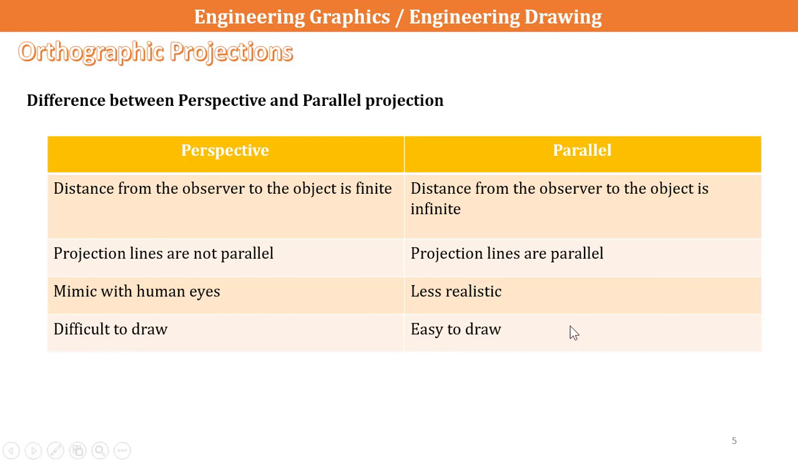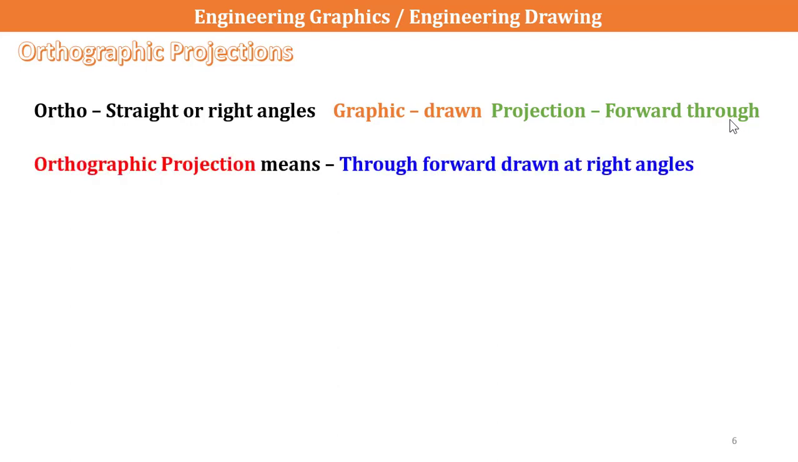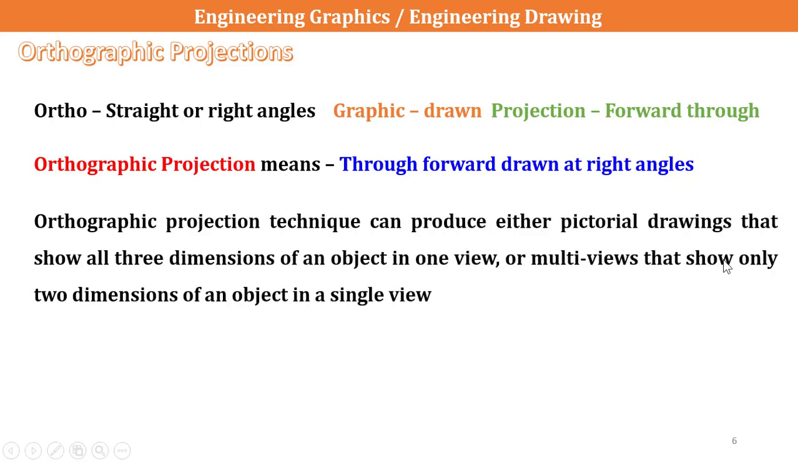But in the parallel, that is orthogonal, it is very easy to draw. Ortho means straight, right angles. And the graphics which are drawn, if I say orthographic, ortho is a straight line, graphic is drawn, and the projection is forward through. Simply, the definition talks about drawing through forward at right angles. So seeing the object forward and drawing the object which is going to be viewed by the person, and that view we represent at right angles, then that is called an orthographic projection.